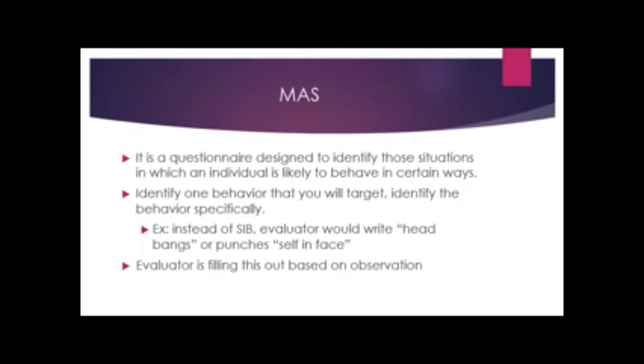So for this one, the same as the FAST, you identify one behavior that you're going to target, and you want to identify the behavior specifically. So instead of just saying SIB, you would write head banging or punch yourself in face. Or instead of aggression, you would write kicks or bites or punches. You want to be very specific. And for this one, again, you're filling it out based on observation, and you're talking to parents to answer these questions.